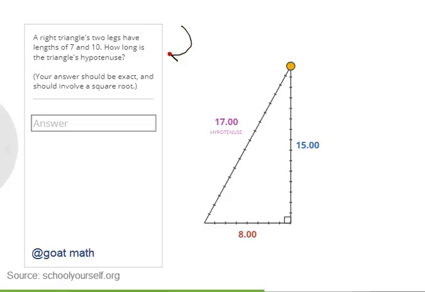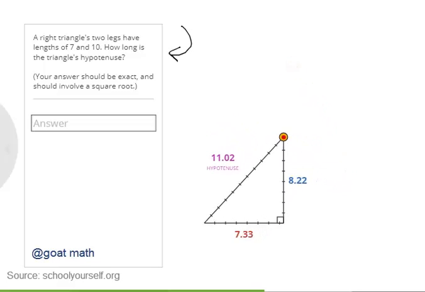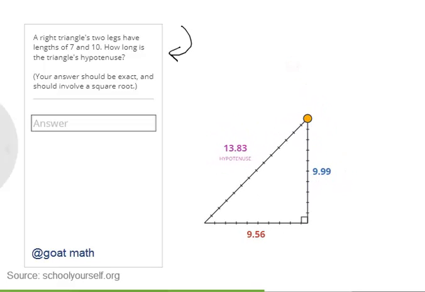For example, find the hypotenuse of a triangle whose legs have length 7 and 10. Feel free to use the interactive right triangle to get a sense of what your answer should be, but try coming up with the exact answer, which will have a square root in it somewhere.